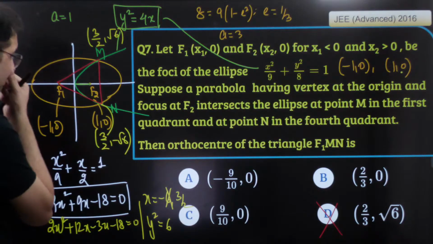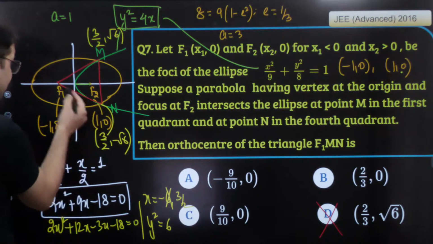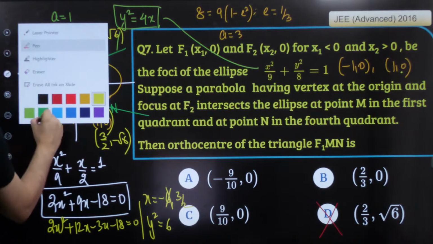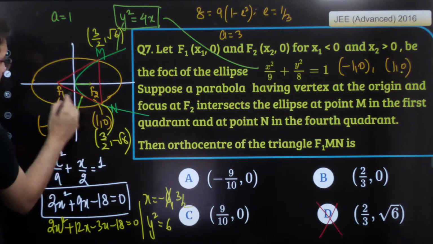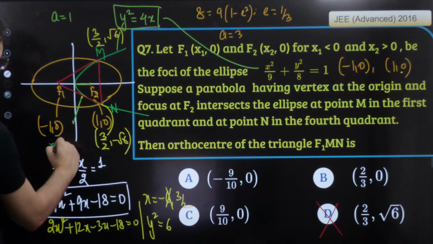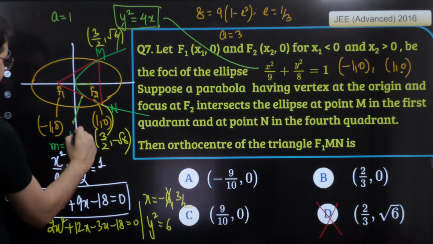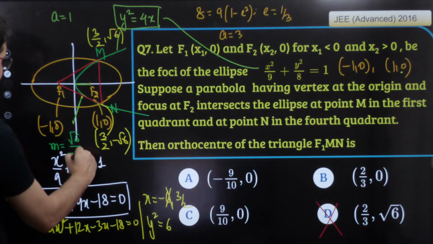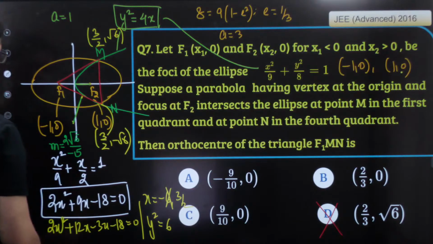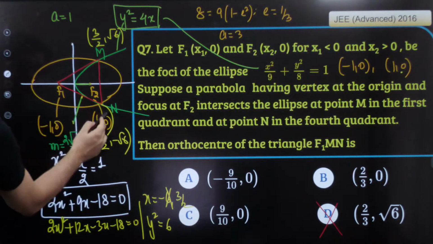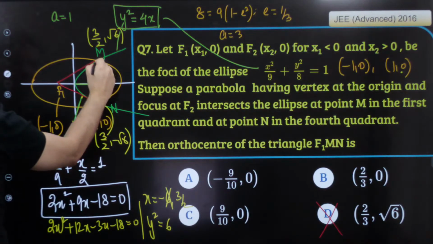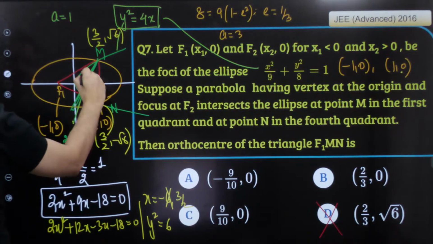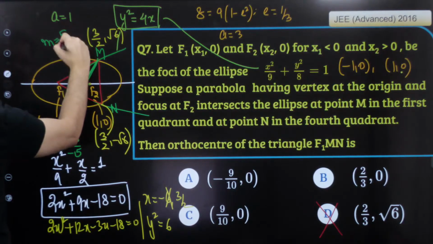How do we find the orthocenter? Since we know it lies on the x-axis, we can find this slope. So what is the slope of F1M? It is (y2 minus y1) root 6 upon (x2 minus x1), that is minus 5 by 2. So if we draw the perpendicular, this slope is going to be 5 by 2 root 6.